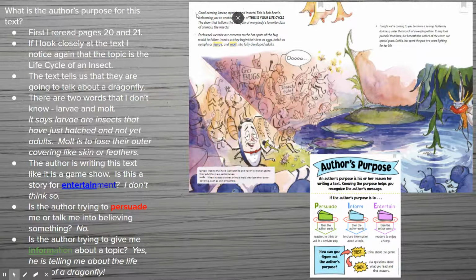So, paragraph 1. Good morning, or good evening, larvae, nymphs, and insects. This is Bob Beetle welcoming you to another episode of This Is Your Life Cycle, the show that follows the life cycle of everybody's favorite class of animals, the insects. Each week, we take our cameras to the hot spots of bug world to follow insects as they begin their lives as eggs, hatch as nymphs or larvae, and molt into fully developed adults.